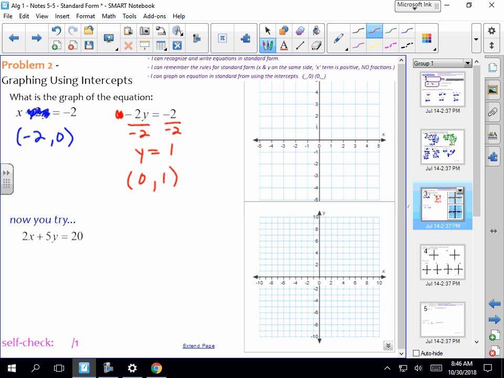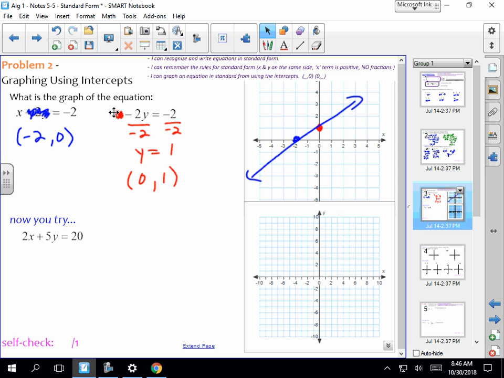So I just plant 0, 1 on here on the y-axis, and I plant -2, 0 on the x-axis, and then I draw a line through the two. And that's it. So it's pretty efficient graphing that.